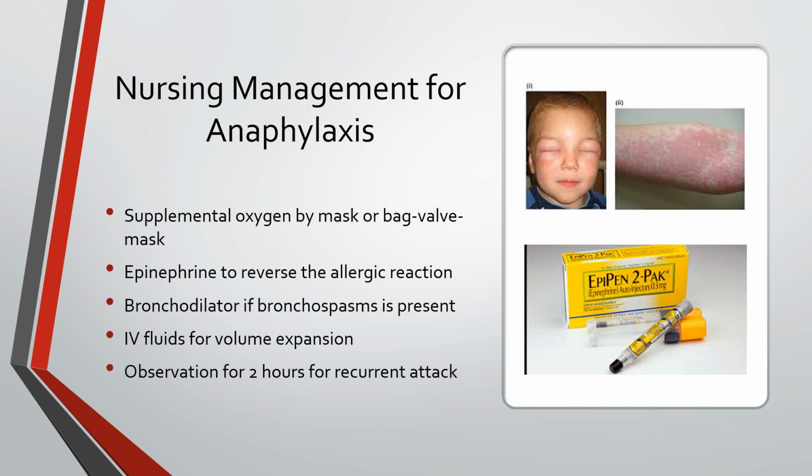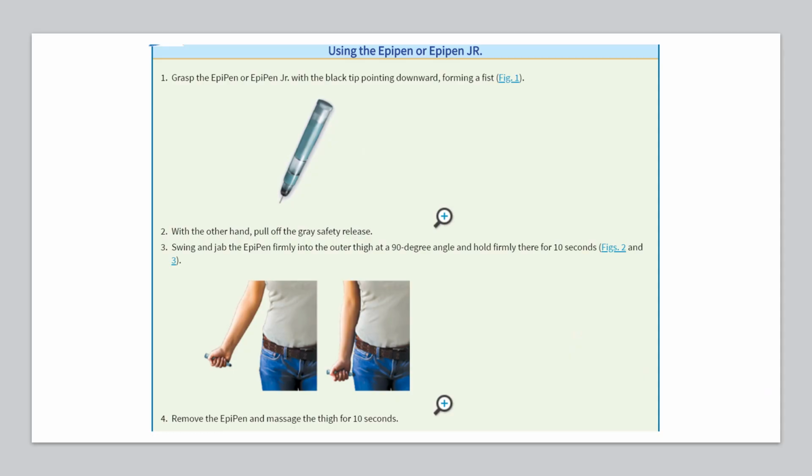So as we continue thinking about nursing management, supplemental oxygen by mask or bag valve might be required depending on that airway, right? If their airway is blocked, we may have to be bagging for them. Epinephrine to reverse the allergic response. If they've got some bronchospasms going on, we're going to use a bronchodilator for that. IV fluids for volume expansion, and then we're going to really observe them for a couple of hours to make sure they don't have a recurrent attack. So if that EpiPen is given, it's observation automatically for 2 hours to make sure that they don't have a rebound or recurrent attack.